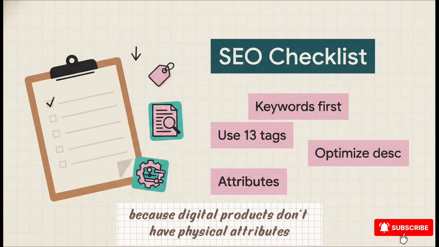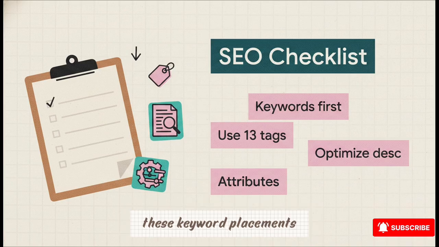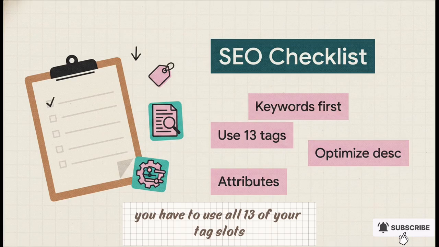Because digital products don't have physical attributes, like they don't have a shipping weight or a box size, these keyword placements are your only lifeline to getting discovered. You have to use all 13 of your tag slots and pack them with long tail variations.